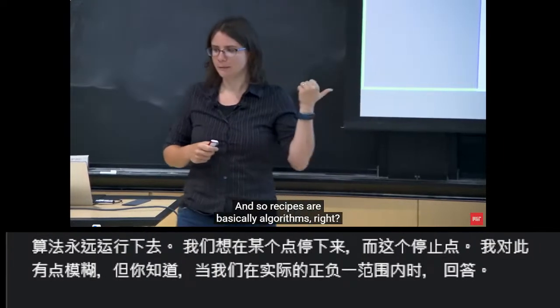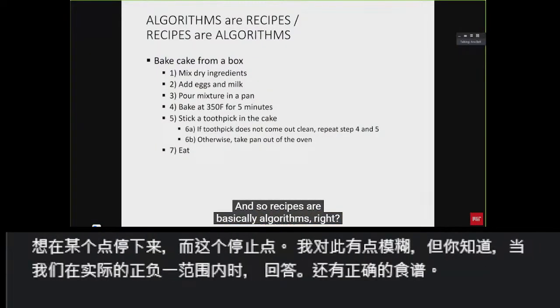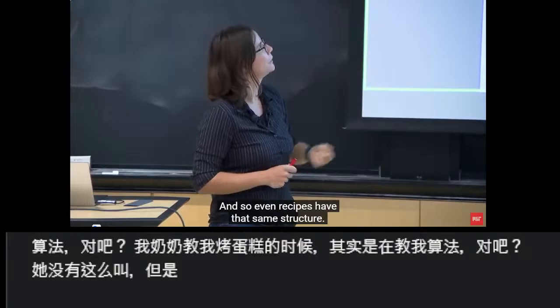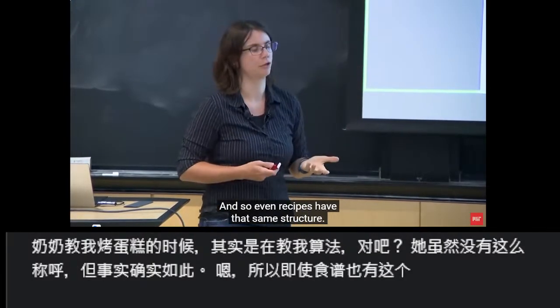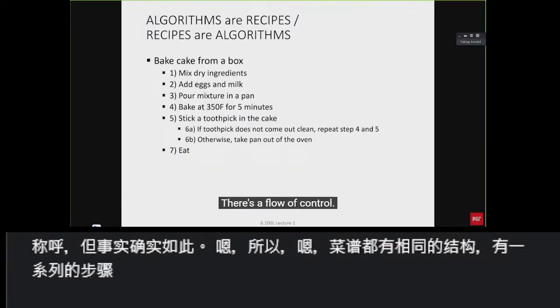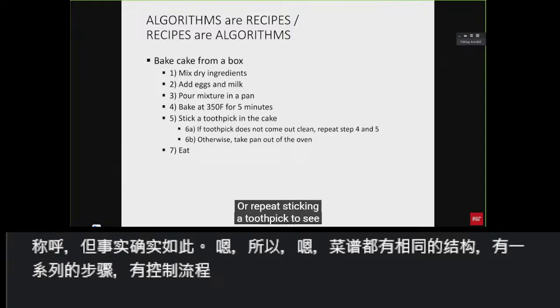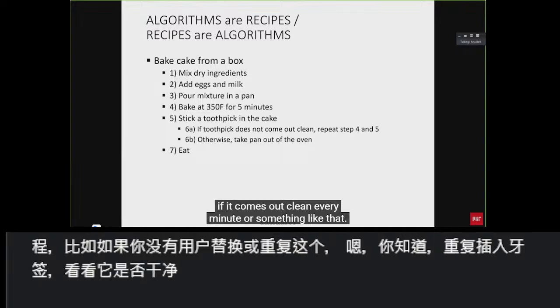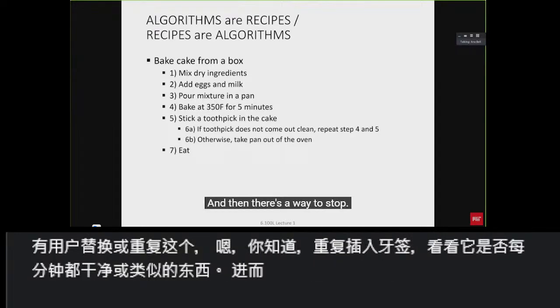And so recipes are basically algorithms, right? My grandmother was basically teaching algorithms when she would teach me to bake a cake. She didn't call it that, but she really was. Even recipes have that same structure. There's a sequence of steps. There's a flow of control, like if you don't have egg, use egg substitute, or repeat sticking a toothpick in to see if it comes out clean every minute. And then there's a way to stop: when the toothpick comes out clean, you take it out of the oven and you eat it.